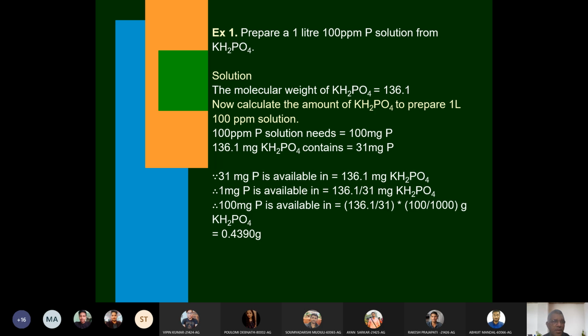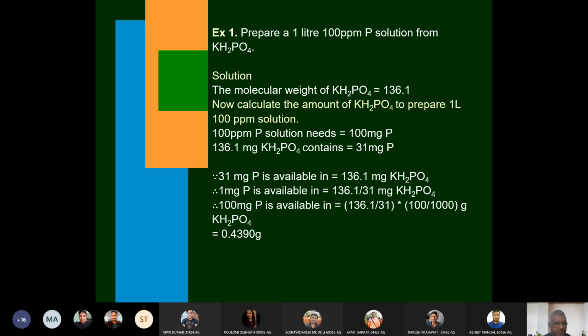Now calculate the amount of KH2PO4 to prepare 1 liter of 100 ppm solution. First of all, we should know how much phosphorus will be required to prepare a 100 ppm P solution. So a 100 ppm P solution will require 100 milligram phosphorus. Now this 100 milligram phosphorus will be taken from the potassium dihydrogen phosphate. So 136.1 milligram KH2PO4 contains 31.